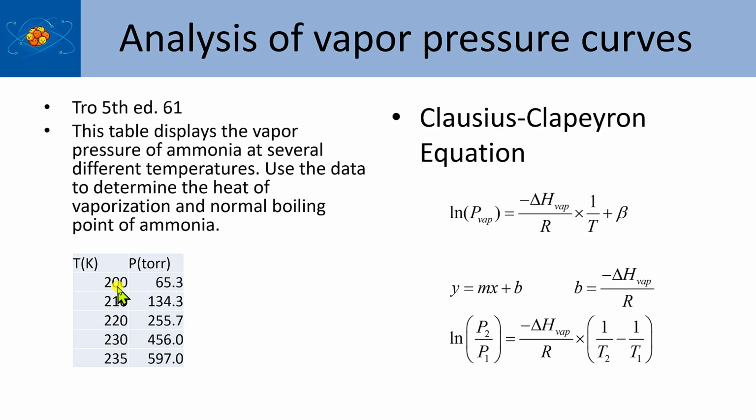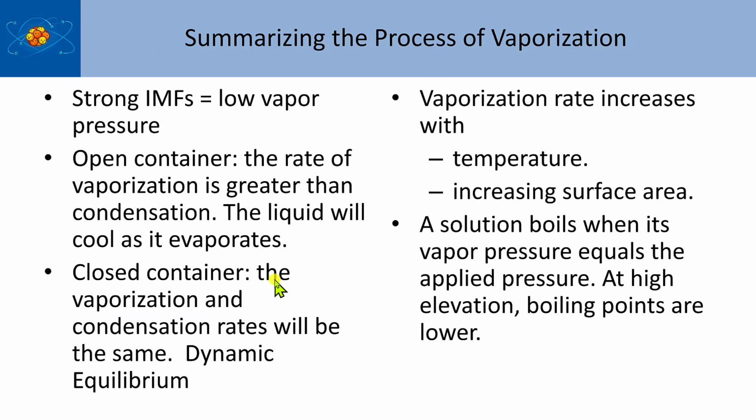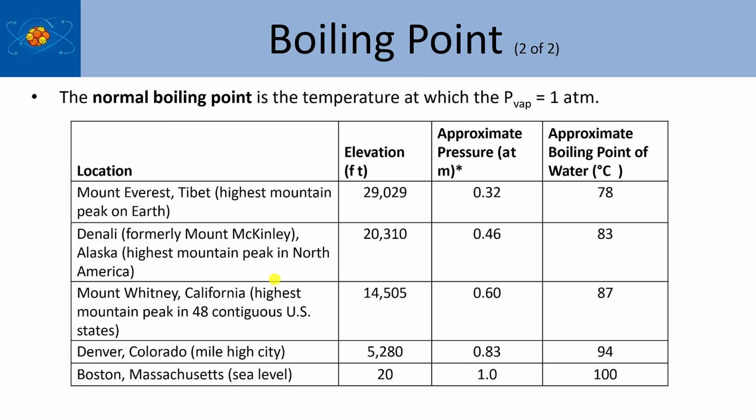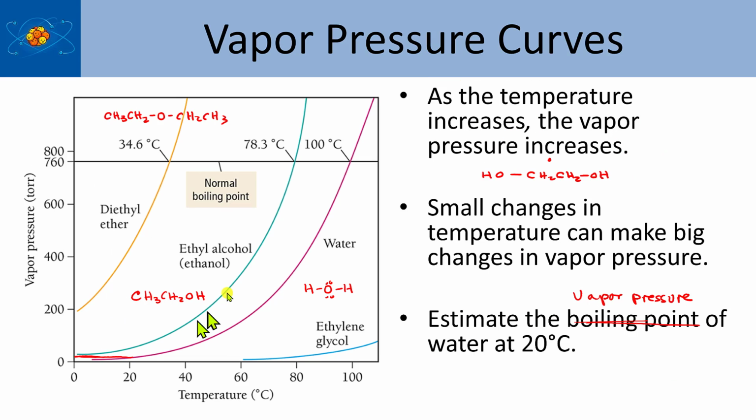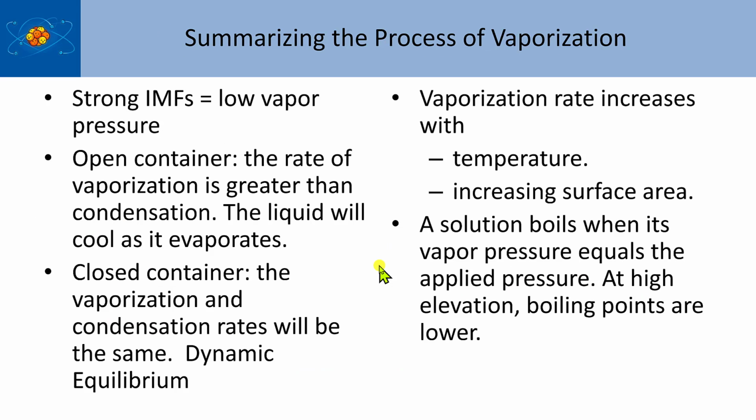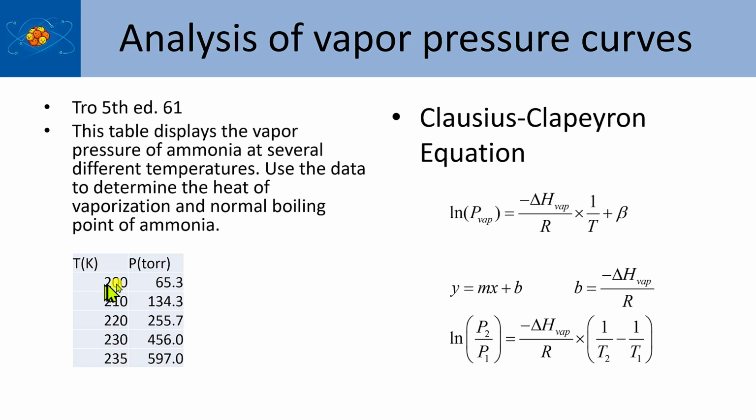But this is the data that they would get. And you should be somewhat familiar, because we were looking at vapor pressure curves earlier, right? And they have this sort of exponential shape to them. So when you look at the data in this table, at 200 Kelvin, which is a relatively low temperature, ammonia has a vapor pressure of 65 torr. And then as you increase the temperature, you get increases in the vapor pressure.